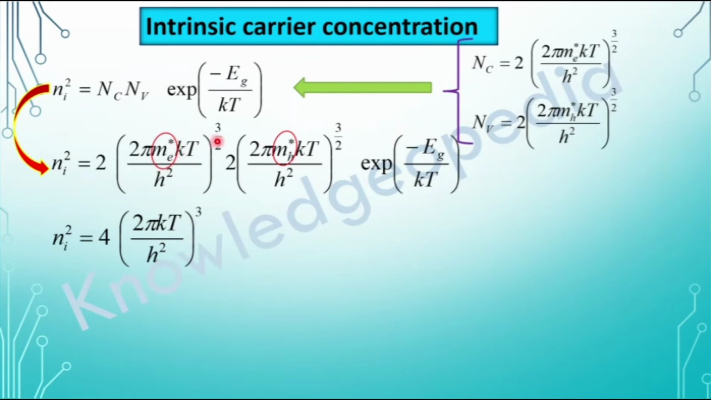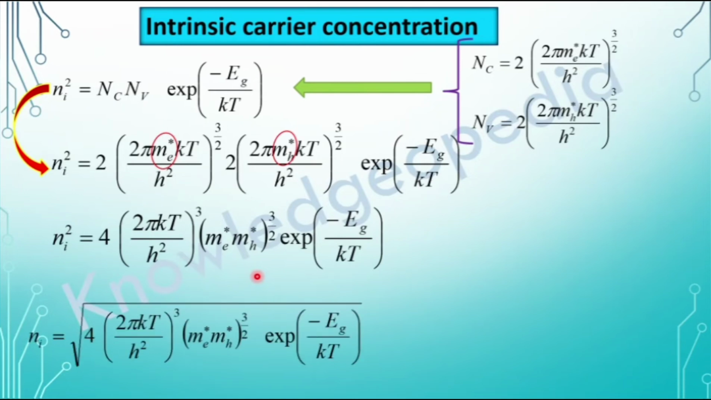This M star whole to the power 3 by 2, Mh star whole to the power 3 by 2, as their powers are same, I can write them as M star Mh star whole to the power 3 by 2, and this exponential minus Eg by kt. This is the expression for Ni square. Then what will be Ni? I have to take the square root. So after taking the square root, I can get the final expression for Ni.